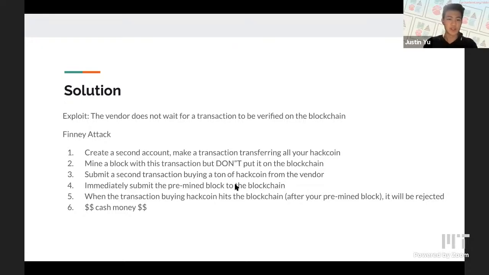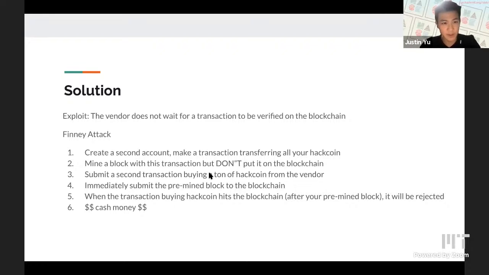So when this transaction where you're selling HackCoin to the vendor hits the blockchain and somebody mines with it, it's going to be rejected because the blockchain thinks you have no more money. But the fact that the vendor sends you the money before it's verified on the blockchain means you still got all the dollars from the vendor without actually having to sell your coin. And then you just have your dummy account transfer all your HackCoin back. And so then you get a lot of cash money.